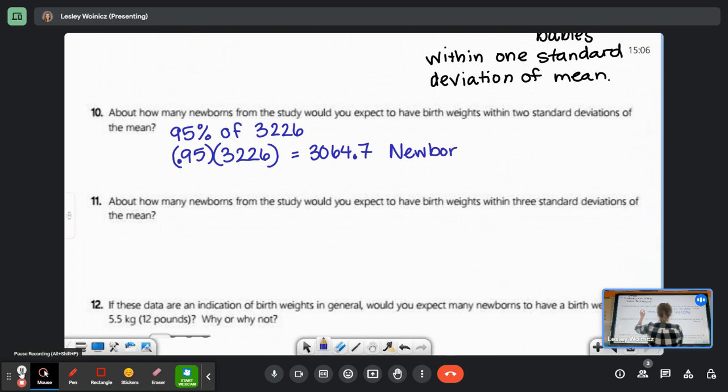Have I been saying babies this whole time and I should have said newborns? Oh my gosh, we're not going back. Video people, I'm sorry. Just change all the babies to newborns.